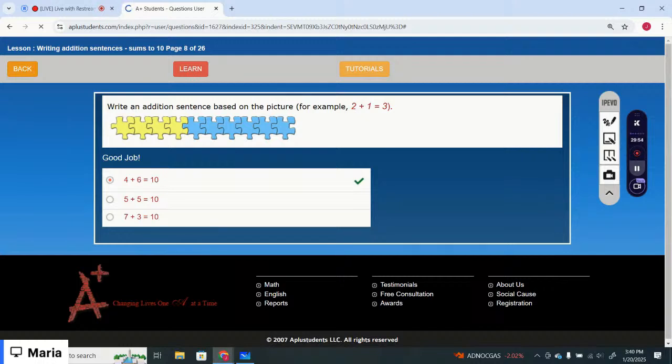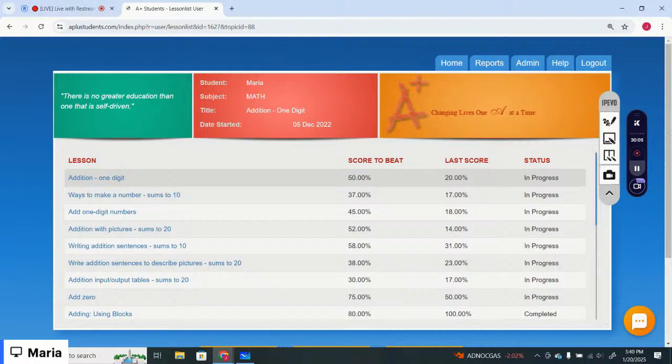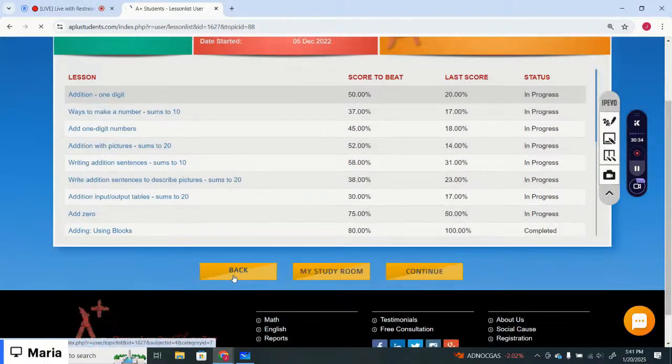So we were working on grade 2 math. The chapter we're working on is addition one digit. The lessons we have covered today are addition one digit, ways to make a number sums to 10, add one digit numbers, addition with pictures sums to 20, writing addition sentences sums to 10. So please make sure before the next session you complete all the practice questions for the lessons we just did. That is your homework until next session.